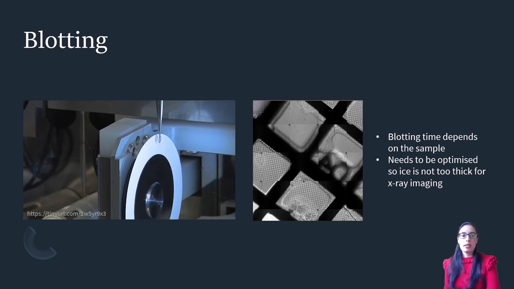We found in this case for the influenza project that the optimal blotting is when we can see this sort of meniscus around the TEM grid bars. And this is a sign of good blotting in our case, but it is sample dependent.